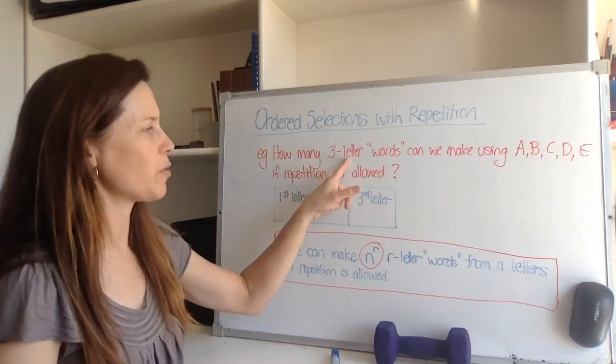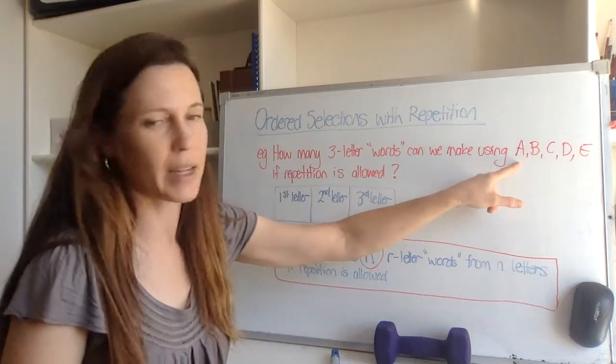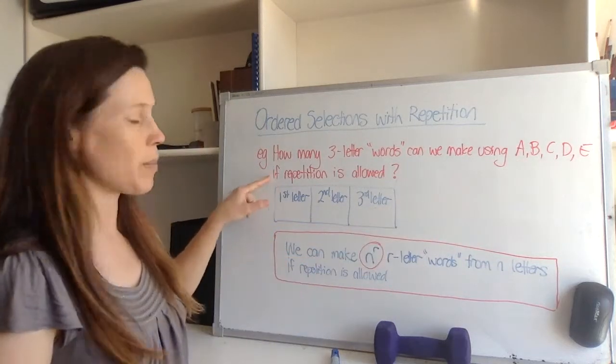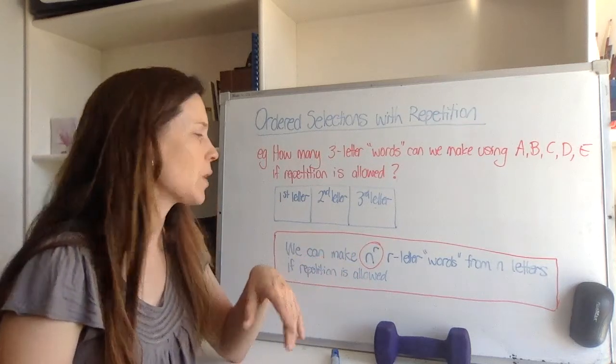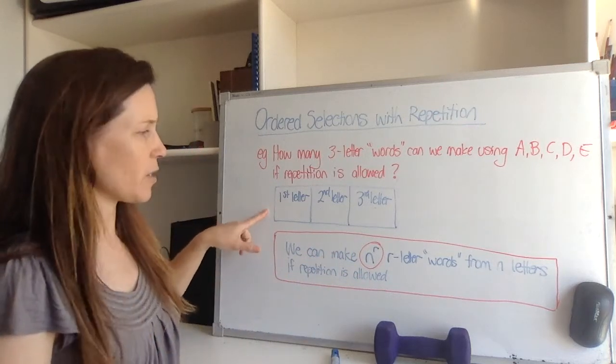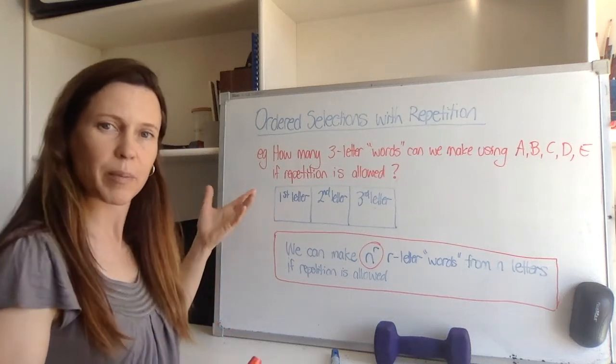But how many different 3-letter combinations of letters can I make if I'm only allowed to use A, B, C, D and E, and repetition is allowed? That means I could have A if I like. Well, this method here is quite handy when you're learning. After a while, you'll probably just see what numbers need to be multiplied together.